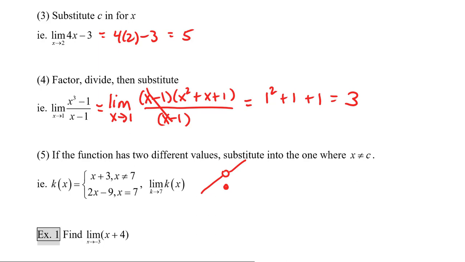And when you look at this, it's the value at the hole that is equal to the limit, not the value of the function. So when we look at what we were given, we want to look at how this is defined for everything except x = 7 if we want to evaluate the limit at 7. So that means the limit as x approaches 7 of k(x) is going to be equal to 7 + 3, which is equal to 10.